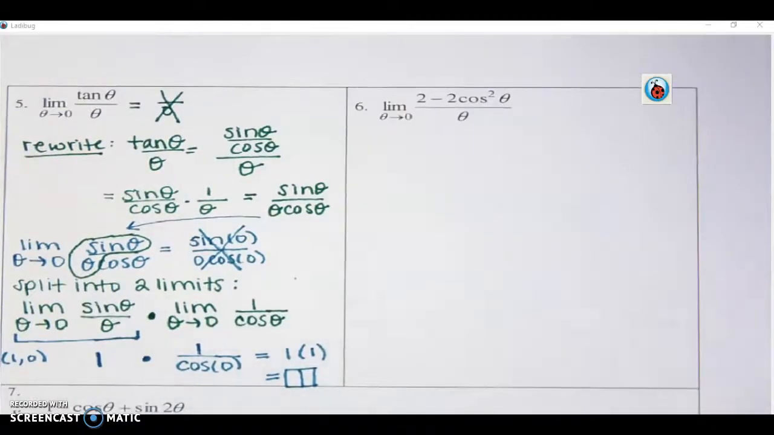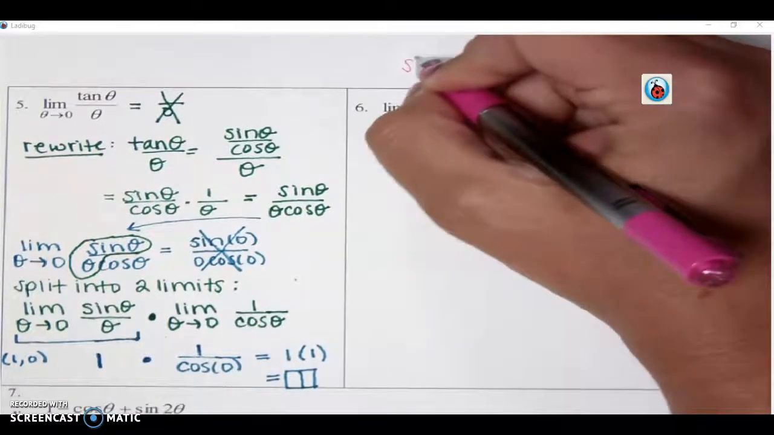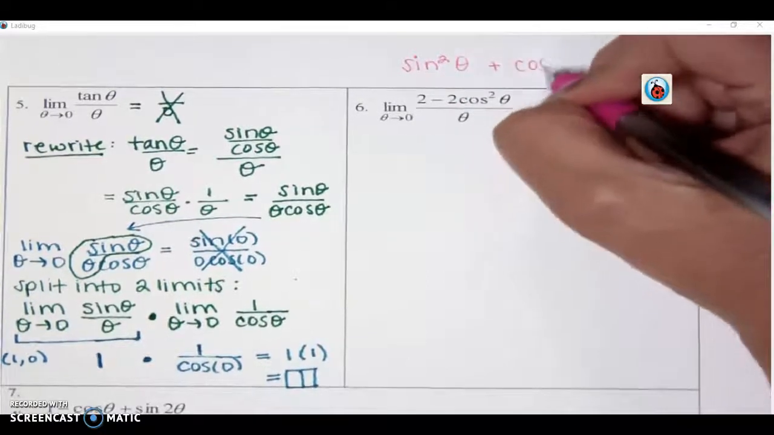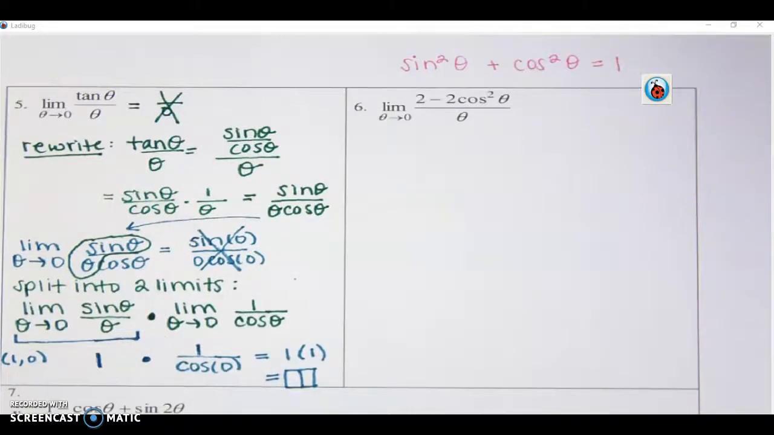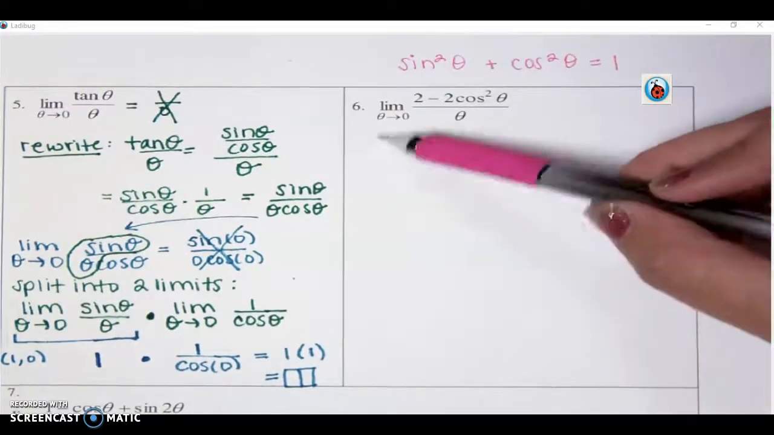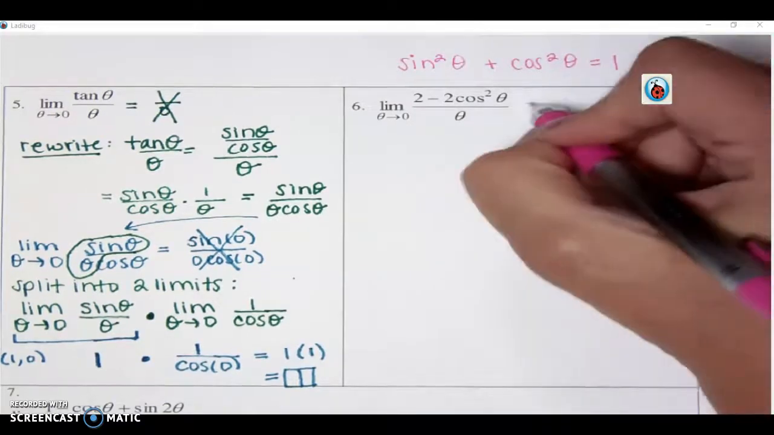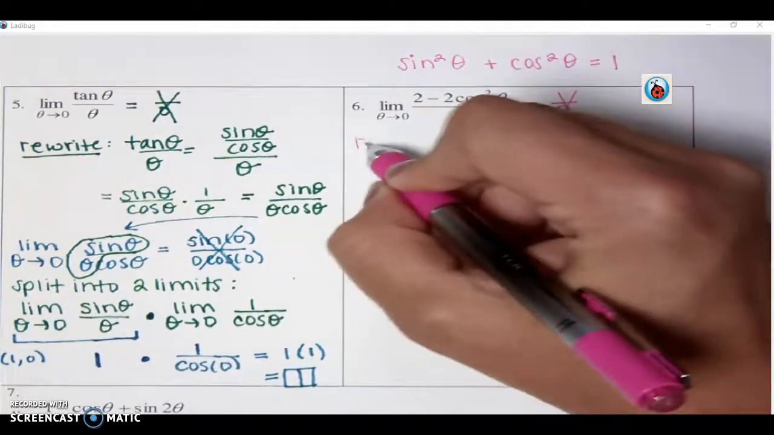So moving on to number 6. Before we start this one, another trig identity that you're going to use a lot is sine squared theta plus cosine squared theta is equal to 1. So we're going to need that in this problem. So what we're going to do first, we have the limit as theta approaches 0, so we want to try to do direct substitution, but you see we have that 0 in the denominator. So our next step is always to try to rewrite.